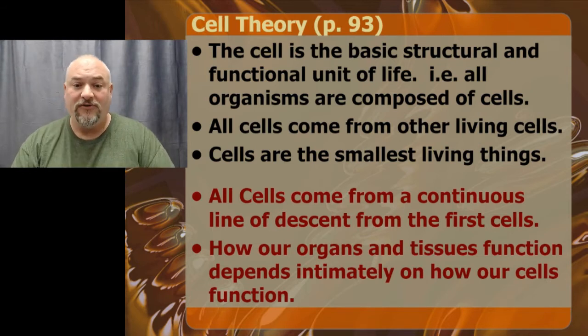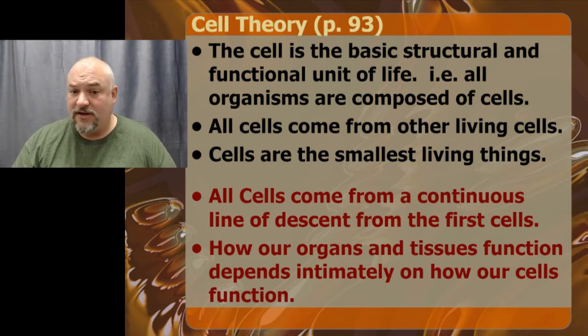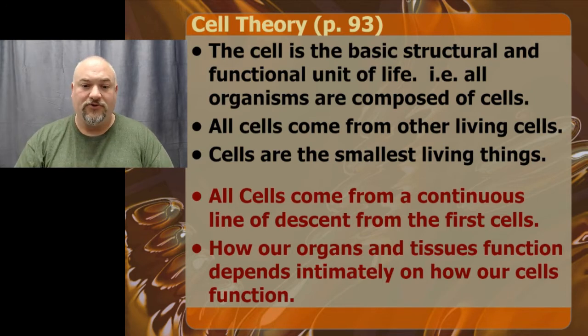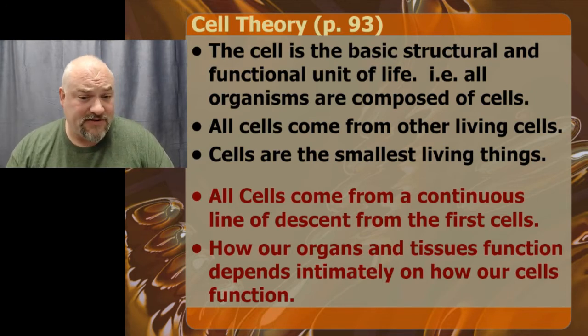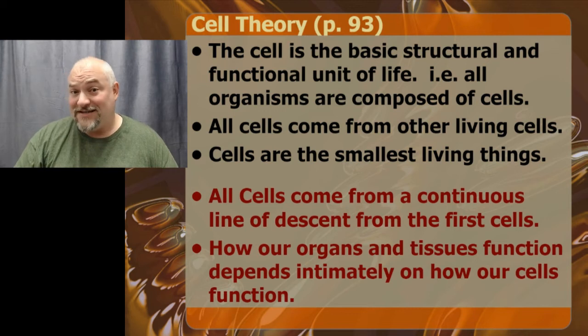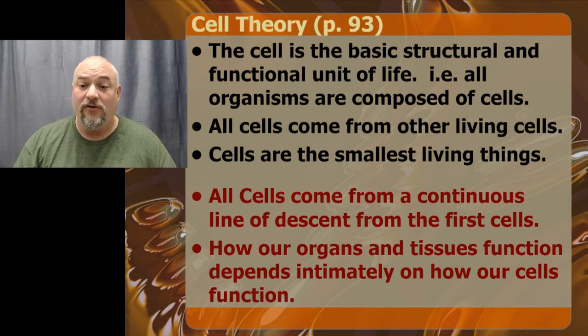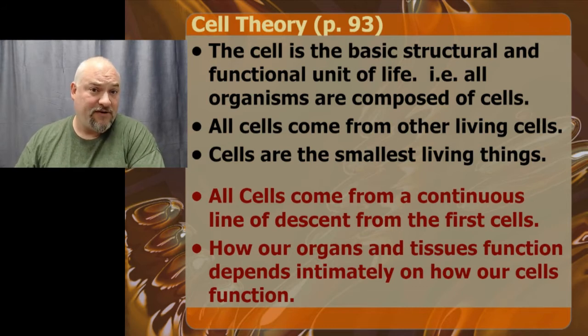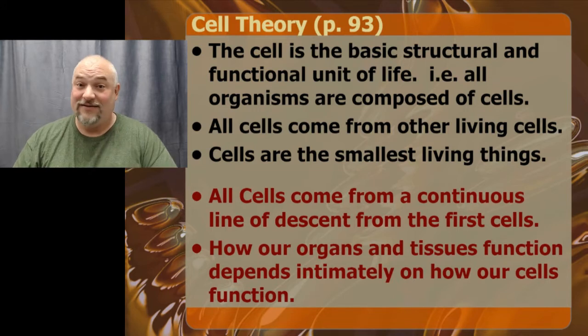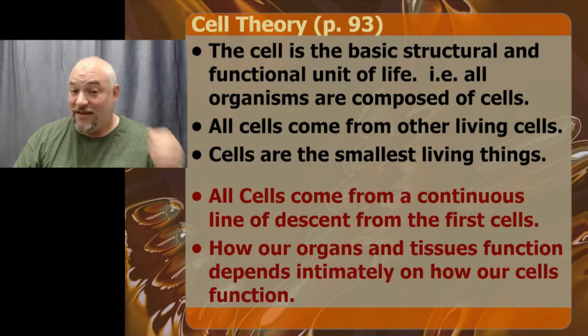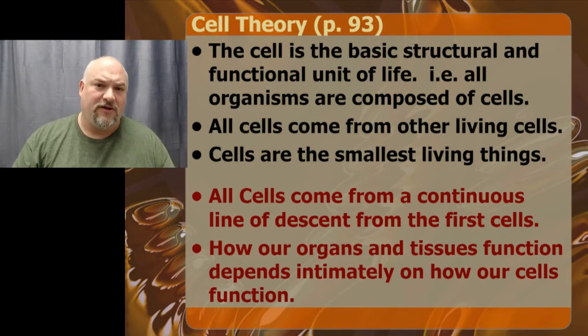Right? All cells come from other living cells. And that goes along with basically, if all cells come from other living cells, all cells present on planet Earth right now, as far as we know, come from a continuous line of descent from the very first cells that appeared on this planet way back when, which is kind of mind-boggling to think about, over what, 3 billion years ago? Pretty crazy. And cells are the smallest living things.